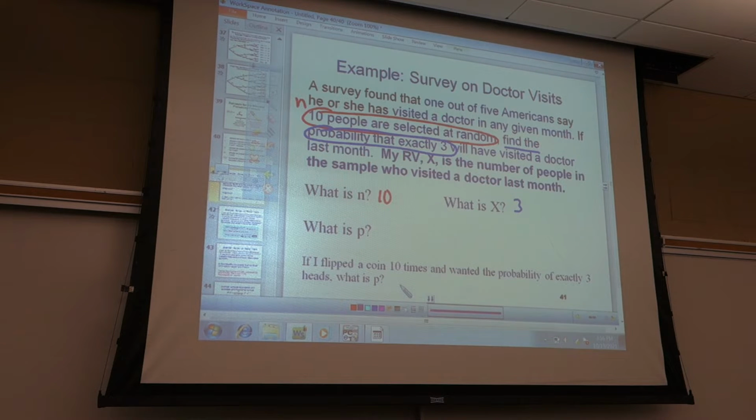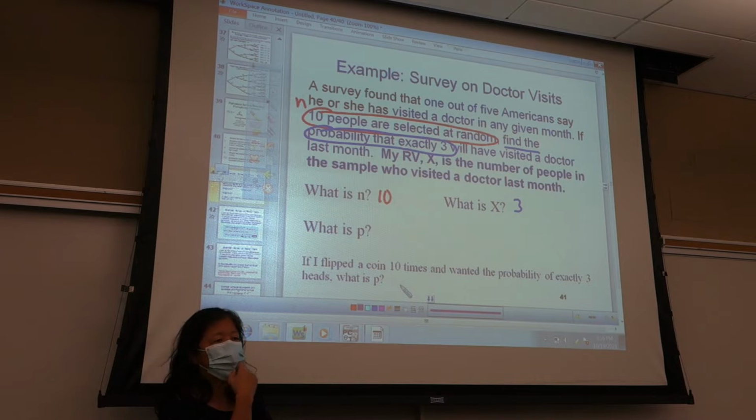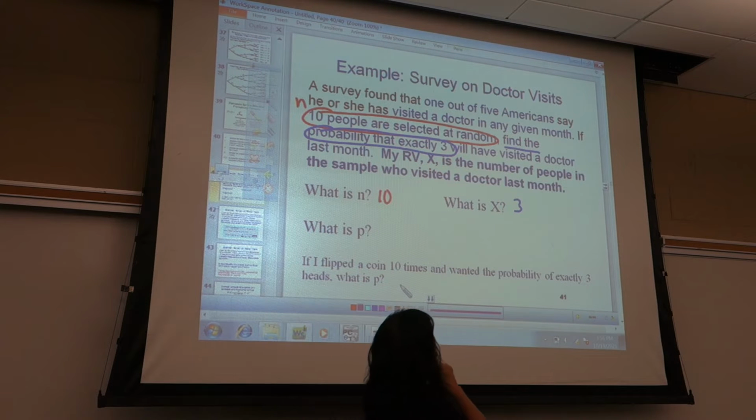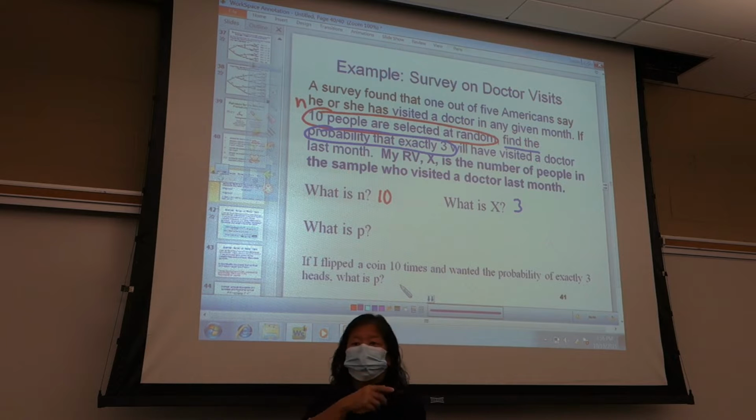What'd you folks get? 50% chance? So is it equally likely that you did or you didn't? Is it 0.2? Okay, so we have a 3 out of 10 and we have a 0.2.